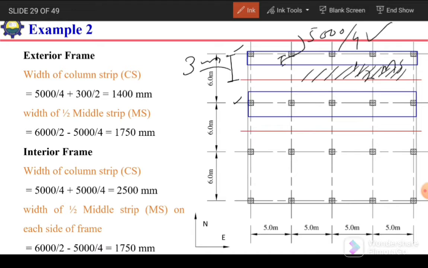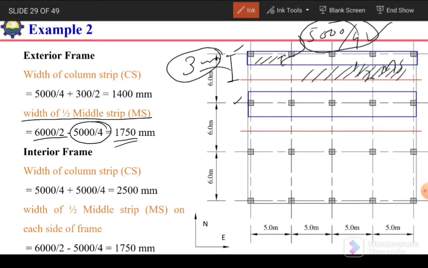So the width of half middle strip for the exterior frame will become 6000 divided by 2, meaning this 3 meter, minus 5000 divided by 4, this column strip width up to the center line of the column. So it will become 1750 millimeter. So this is for exterior frame.